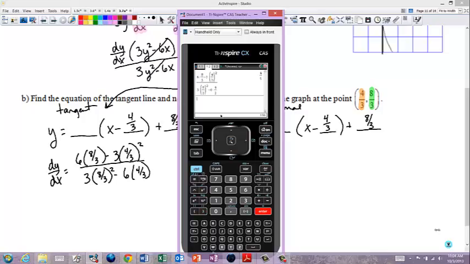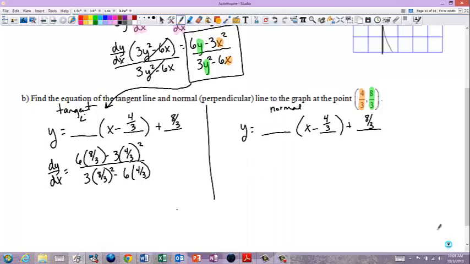Alright. 4/5. Awesome. Hopefully that's right. 4/5. And then my normal line is just negative 5/4.